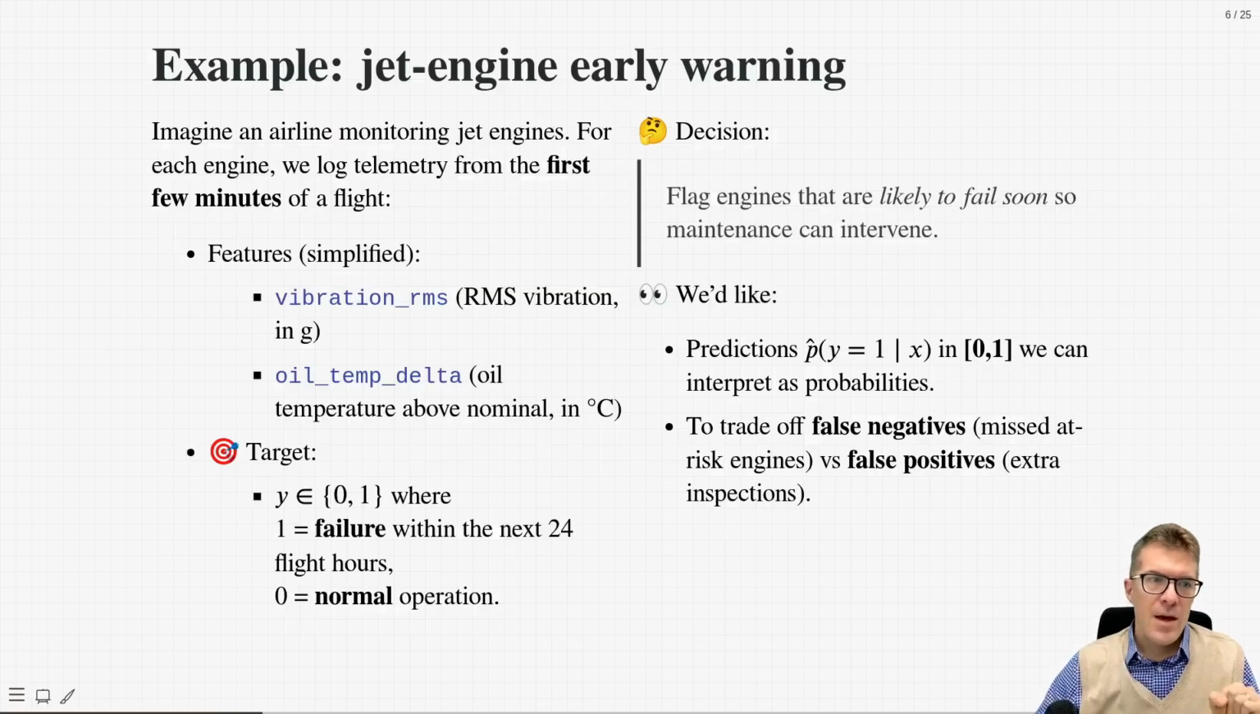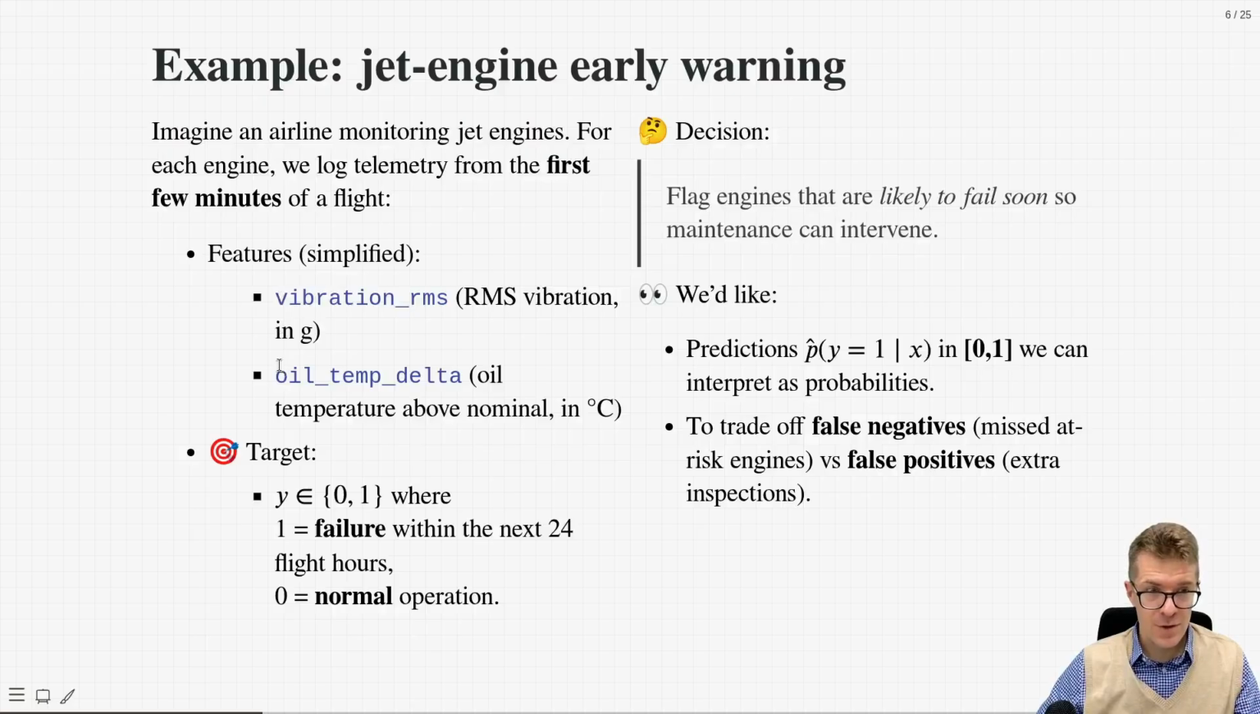So imagine we're in an airline, monitoring jet engines for our fleet. For each engine, we're going to log telemetry from the first few minutes of a flight. We'll look at the vibration in RMS. Don't worry too much about the aeronautics of all this. We have two variables: vibration in RMS in g, and the oil temperature, meaning how many degrees Celsius above nominal the oil temperature is. Obviously, if you were actually working in an airline, you'd have many more features than this, but for the sake of the example, let's imagine we have these two input variables.